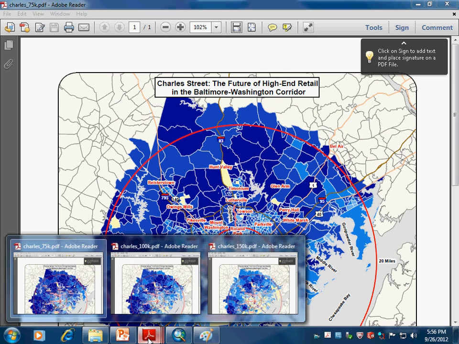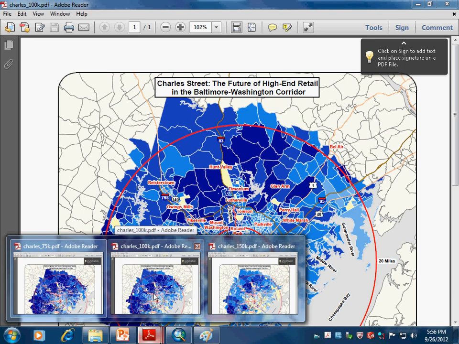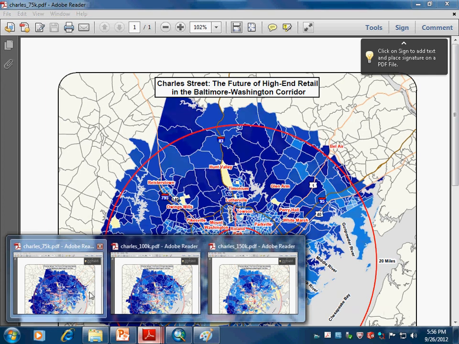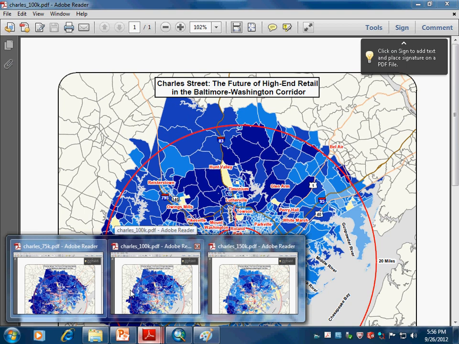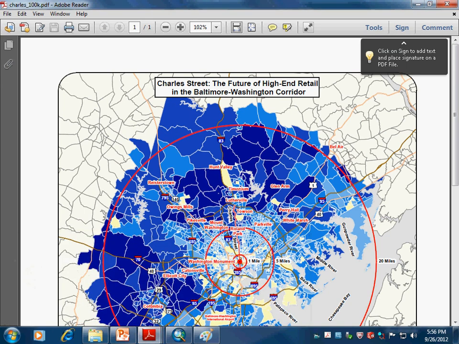If I were to switch that map to the 100K, you can already see how it starts, and I'm just going to use my resources here, just flicker back and forth between these 2 PDFs and see how things start to get a little bit lighter. So I'll bring that 100K map up and we start to see things lighten up around the Charles Street corridor a little bit.